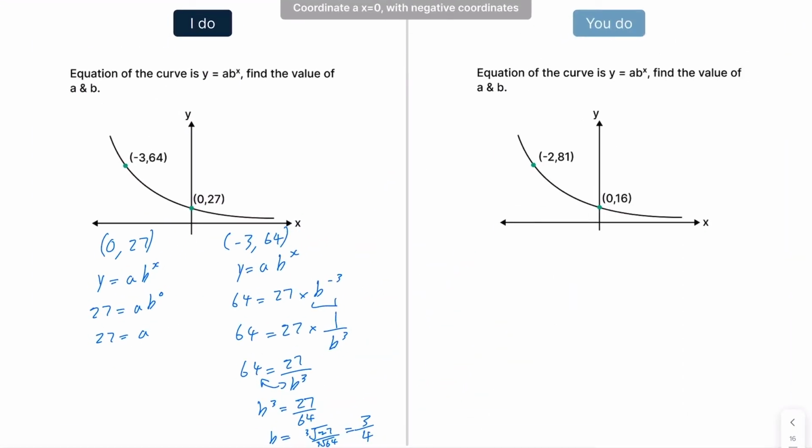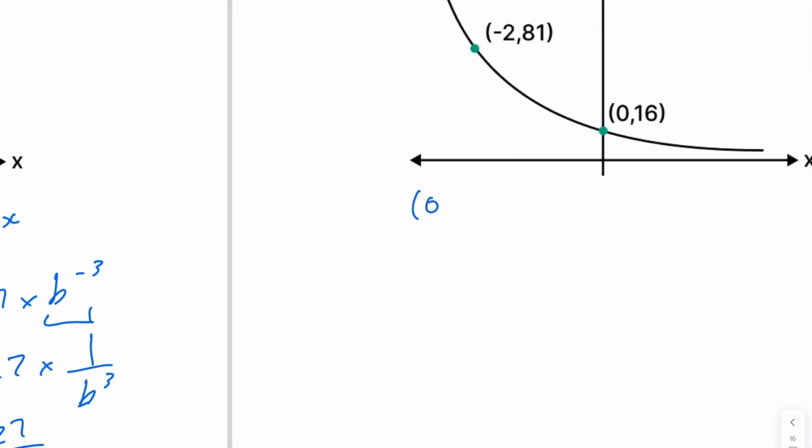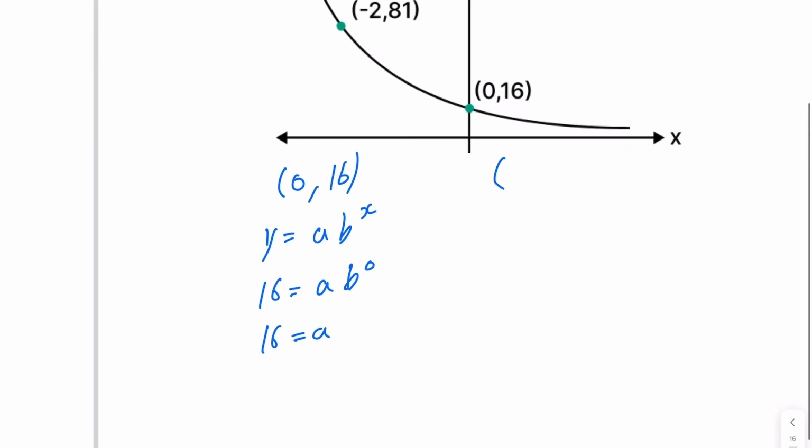So again, hopefully you've pressed pause and had a go at the example on the right. If you start off with (0, 16) again, because it makes life easier, we have y is equal to ab^x. We have 16 is equal to ab to the power of 0. So 16 is equal to a. Nice.